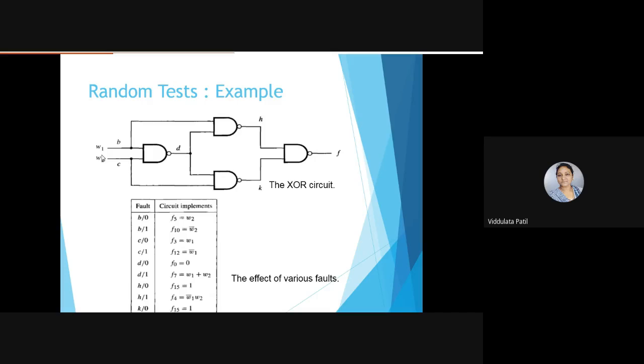Yes. So, F will be equal to? H is equal to 1 and K is equal to 0, so F is equal to 1. Okay. So, this will be the output. That means whenever W1 and W2 are in the condition 0 1, we will get F equal to 1. Now, let us assume that D is stuck at 0.